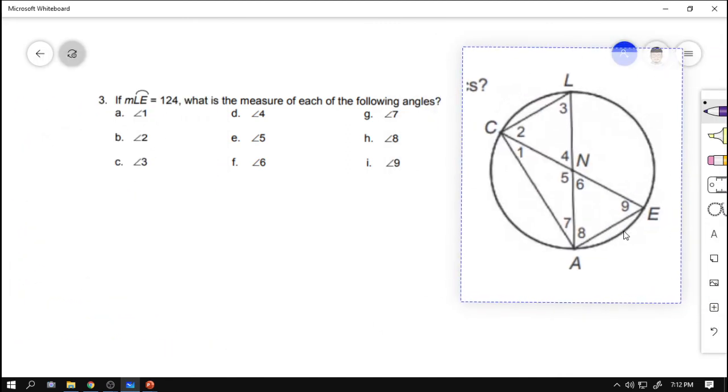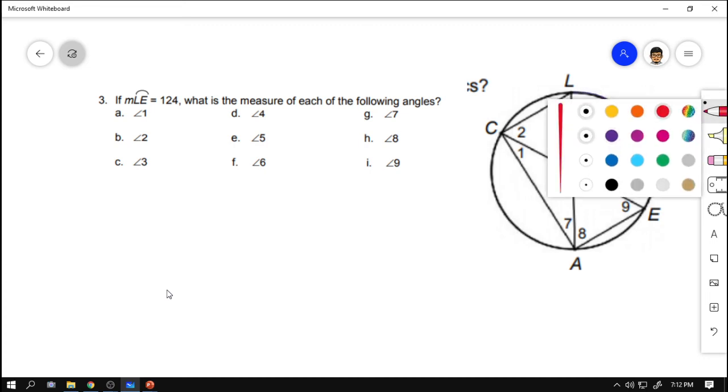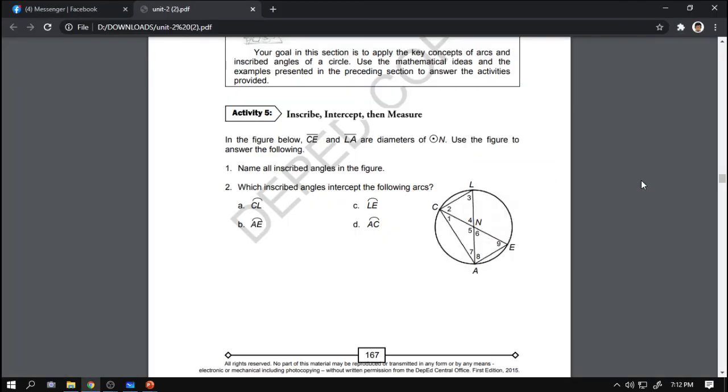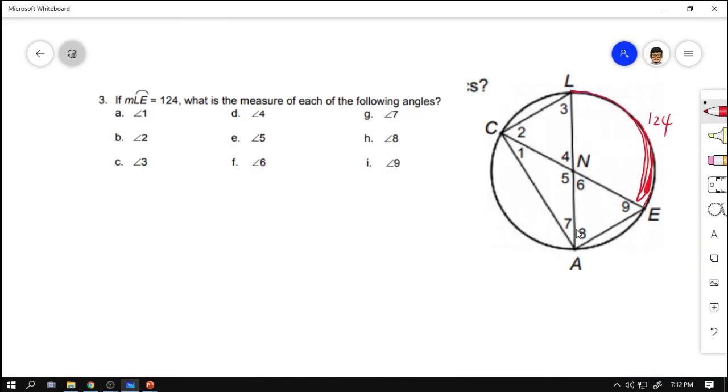Okay. So, ayan. Si LE daw, LE. Asan si LE? Ito. Pakulay natin para makita. Si LE, ito, ay 124. Okay? Kung 124 si LE, tignan ko yung number 4. Kung 124 si LE, ilan si angle 1, si angle 2, angle 3, angle 4, 5, and 6, 7, and 8, and so on.